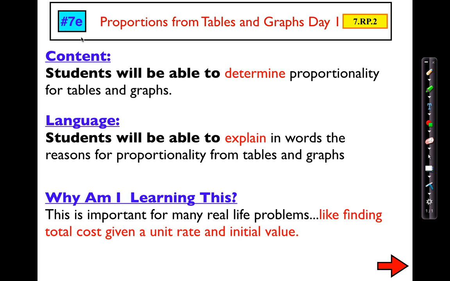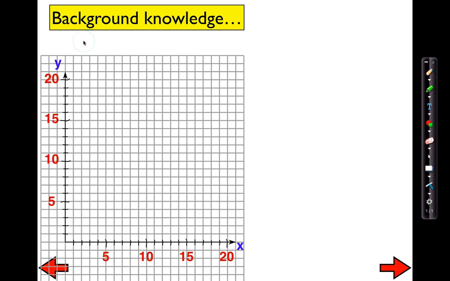And why am I learning this? Well, it's important for many real-life problems like finding the total cost given a unit rate and initial value. First, we're going to go over some background knowledge.